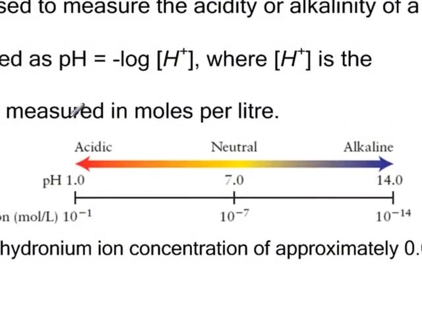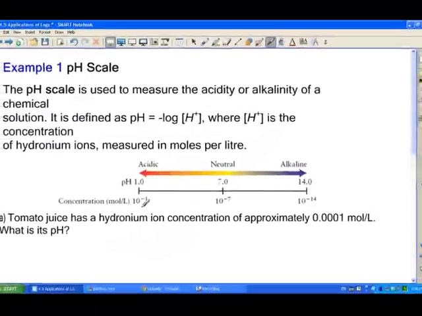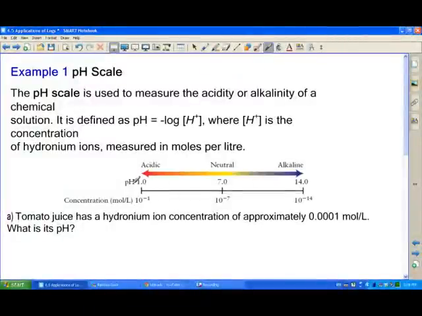You can see this table in your textbook, but right now, if a pH of something is 1, that's very, very acidic, and pH ranges from 1 to 14, something that's very, very alkaline, and a substance that's neutral has a pH of 7. We're talking about concentration in moles per liter. That would be a hydronium ion concentration of 10 to the power of -1 for something that's very, very acidic, down to a concentration of 10 to the power of -14, a very, very small number for something that's very alkaline. So let's look at an example of this.